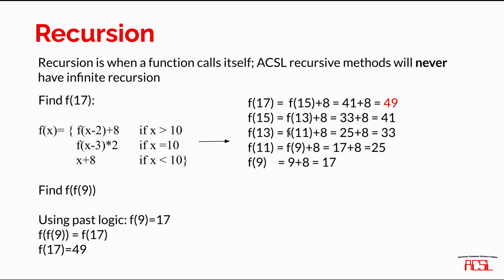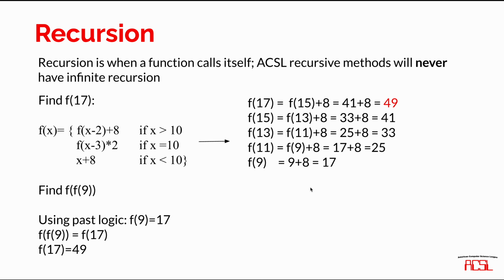Essentially, we keep on working down this pathway until we get to f of 11, which is equal to f of x minus 2 plus 8. So that is equal to f of 9 plus 8. And now when we're looking at f of 9, x is not greater than 10, and it's also not equal to 10. So this condition does not fit. x is less than 10, which means it's returning a finite value, which is, in this case, 9 plus 8, which is 17. Next, we can plug that 17 into our different expressions.